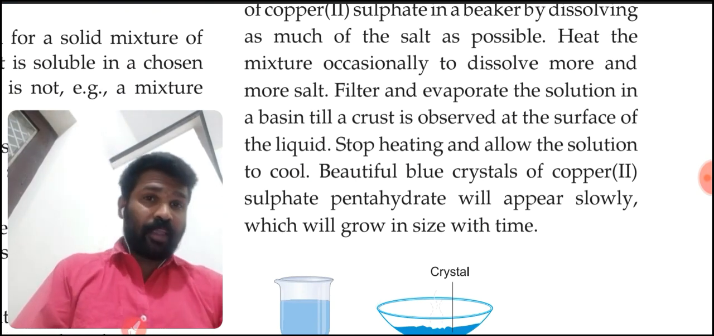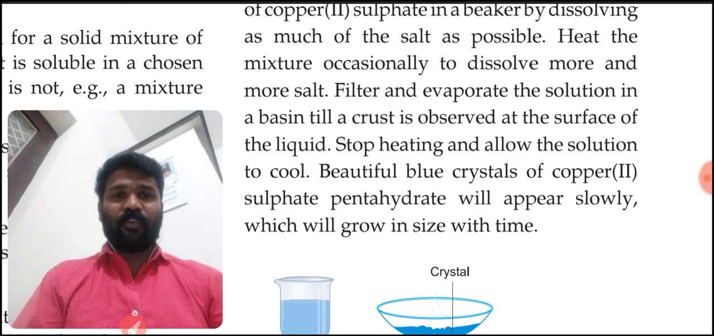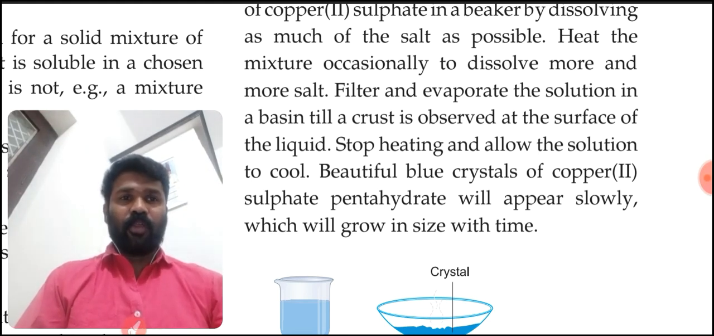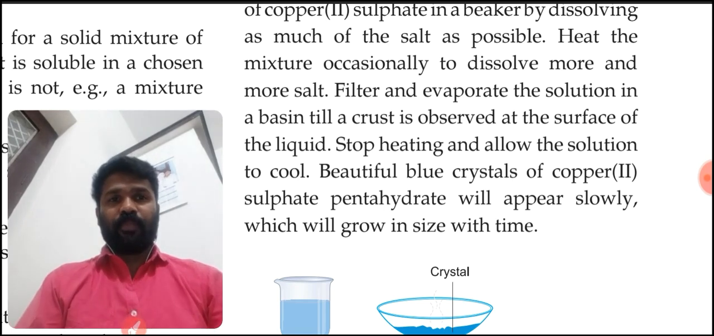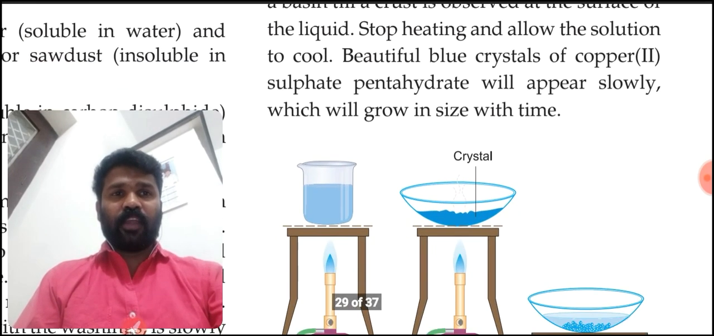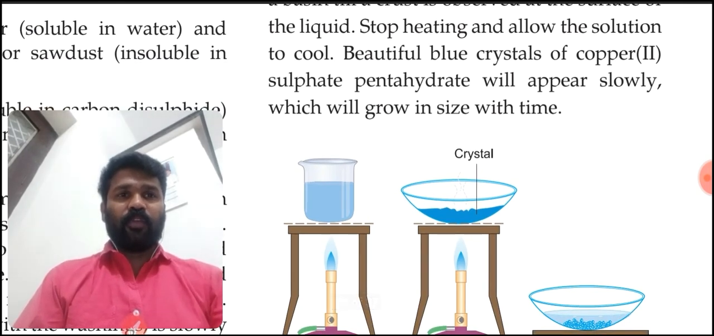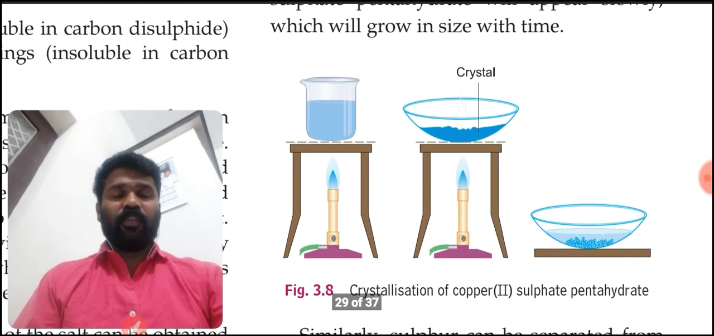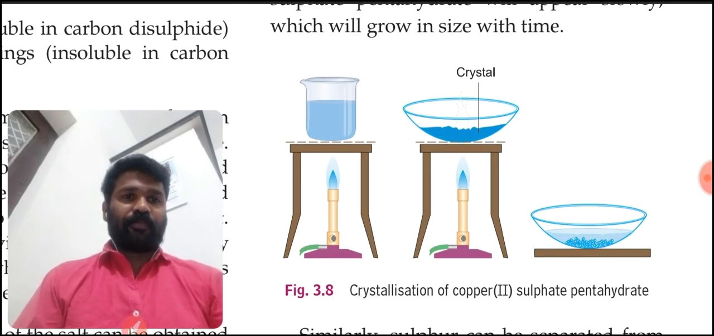And what will we get back? We will get the crystals of blue vitriol. Clear? Blue crystals of copper sulfate pentahydrate will appear slowly. Clear? And they will grow in size with time. Within a short time, this size will change.